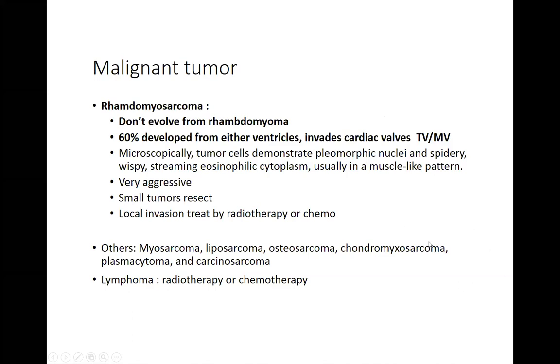It's very aggressive. A small tumor can be resected. Local invasion can be treated with chemo and radiation. There are other tumors such as myosarcomas, liposarcomas, osteosarcomas, chondromyosarcomas, blastocytomas, carcinosarcomas, and lymphoma. Lymphoma can also happen in the cardiac tissues and can be treated with radiotherapy and chemotherapy.